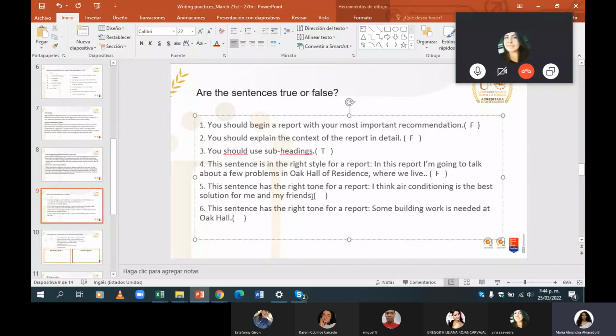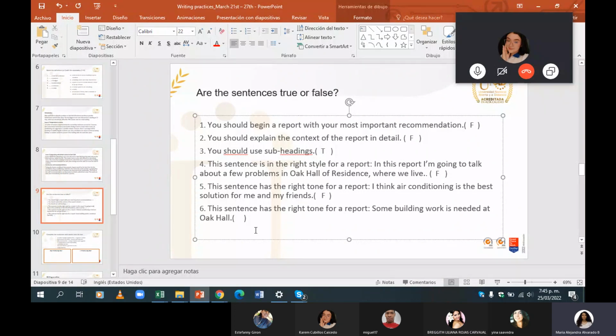This sentence has the right tone for a report. I think air conditioning is the best solution for me and my friends. What do you think? No, it's false. False, teacher. It's not impersonal and subjective. Yeah, you're talking in first person.